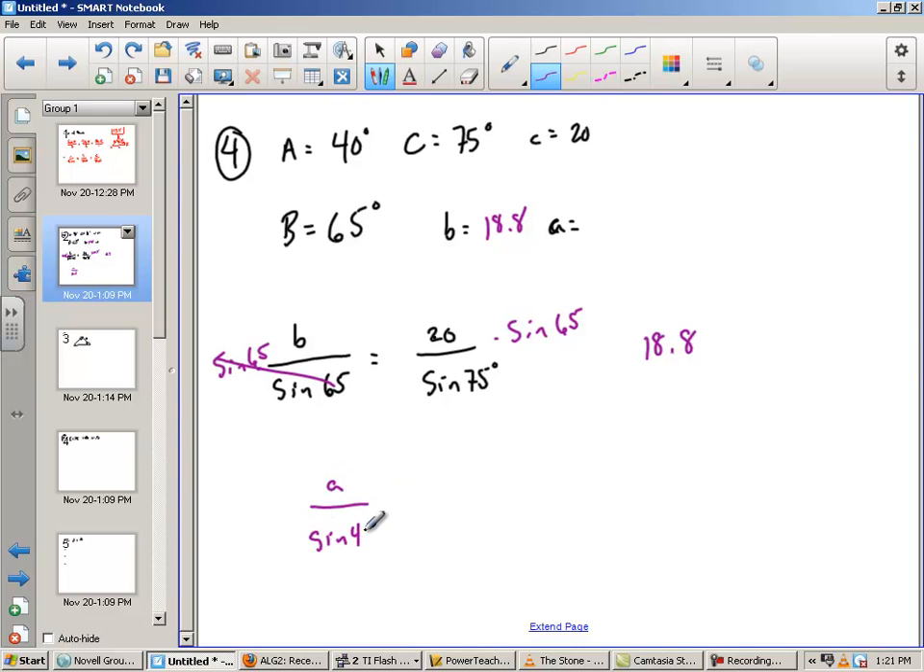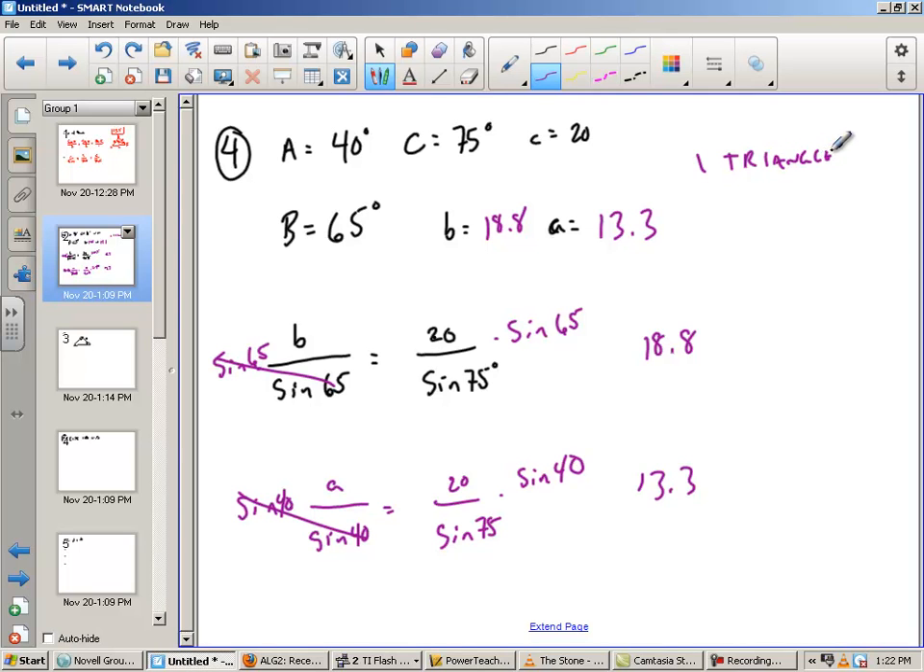A over the sine of 40 would equal 20 over the sine of 75. I'm going to multiply by the sine of 40 to get rid of the denominator over here. And so again, I'd have 20 times the sine of 40 divided by the sine of 75. It equals about 13.3. I did not run into anything that scares me. These are all just numbers. It all works out. So I'm going to say that there is one triangle that this forms.